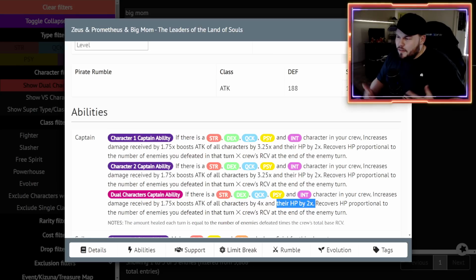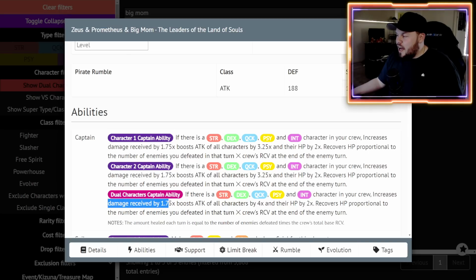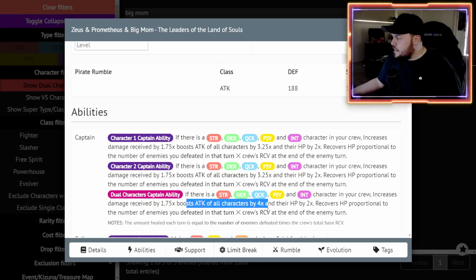So if you magnify that out, it ends up being like a 1.25 times health boost. But honestly, increased damage received, these types of effects don't age very well, and I assume this will be removed. And it's still a 4x attack boosting dual captain, which back in the day when it first came out was obviously okay, but needs to be changed.